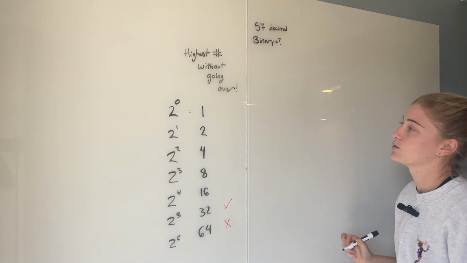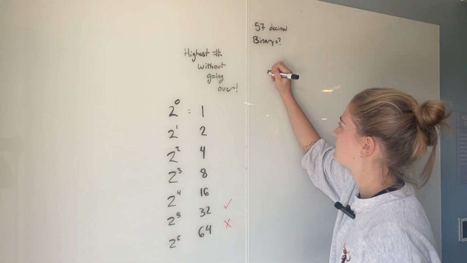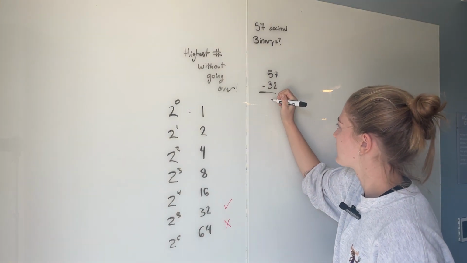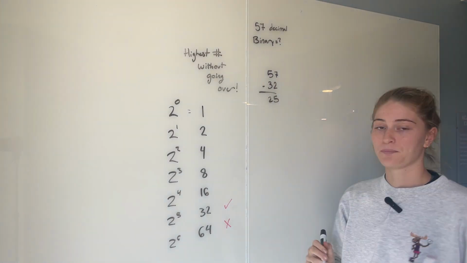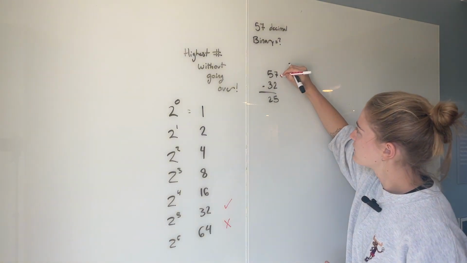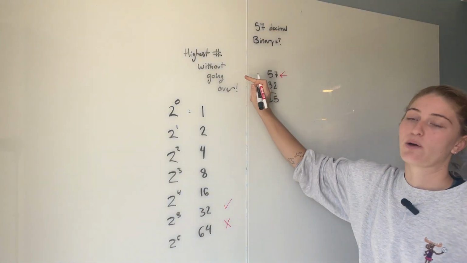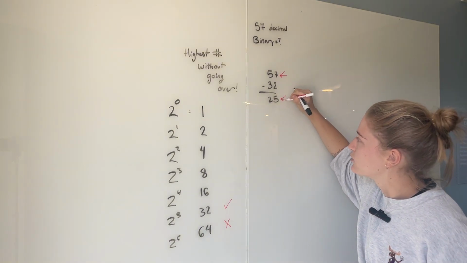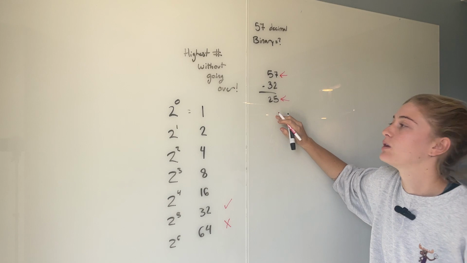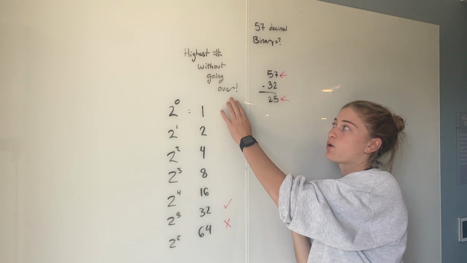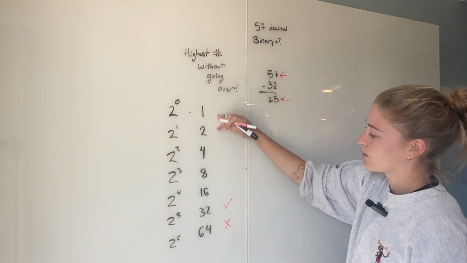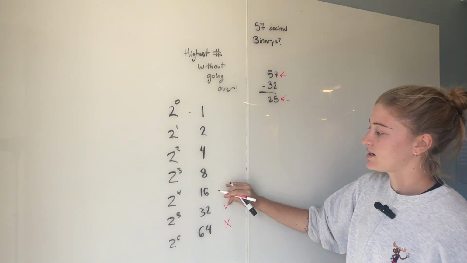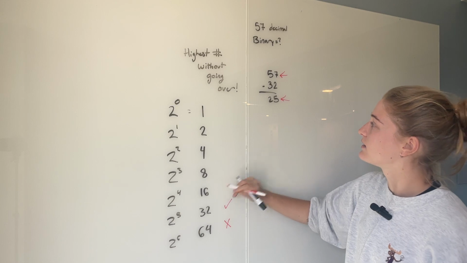Now, if we're using 32, that means we're going to do 57 minus 32. That's going to get us 25. So 57 was the first number that we were looking at following this rule. Now that we've done our subtraction, 25 is our new number. We want to find the highest number without going over 25. So we go down and we find 16. 16 is our biggest option and it does not go over 25.